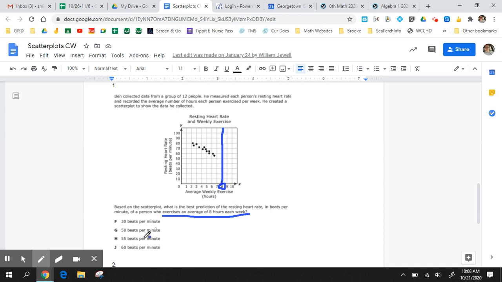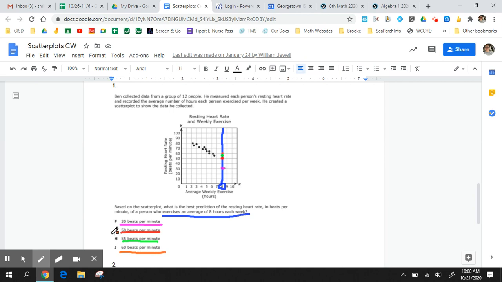Okay. So let's look at your answer choices again. It says 30 beats per minute. So coming over here to beats per minute, and I look at 30, it would be right here. 50 beats per minute would be right here. 55 would be maybe almost too high. Okay. And then 60 would be up here, and it's definitely too high.